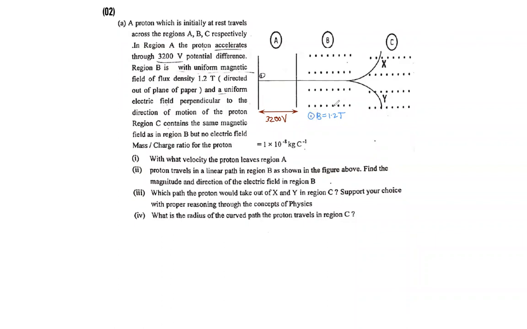That means what's the direction of electric field then? Are they asking for that? I think they are asking for that, right? Let's talk about that later. Right. Roman 1. With what velocity does the proton leave region A?